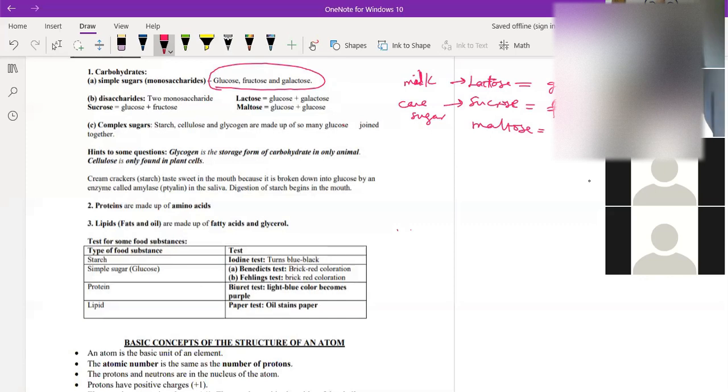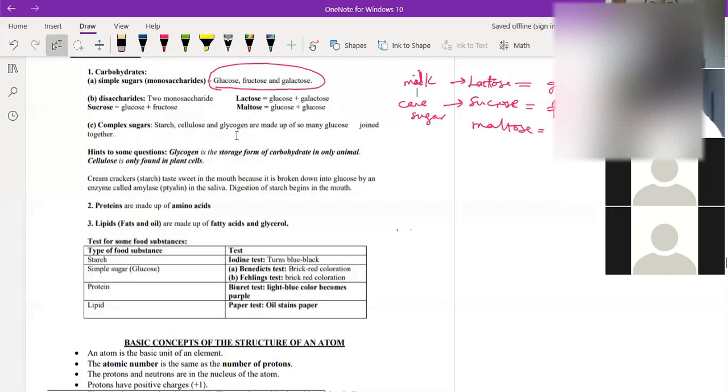And if the person takes in something that's malt, that has maltose in it, the end product of digestion is glucose and glucose, okay? So again, I'll stress that, know the breakdown.